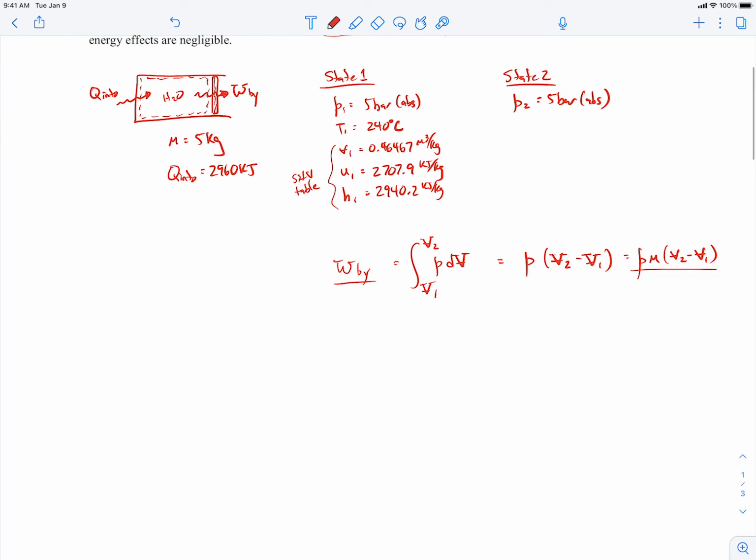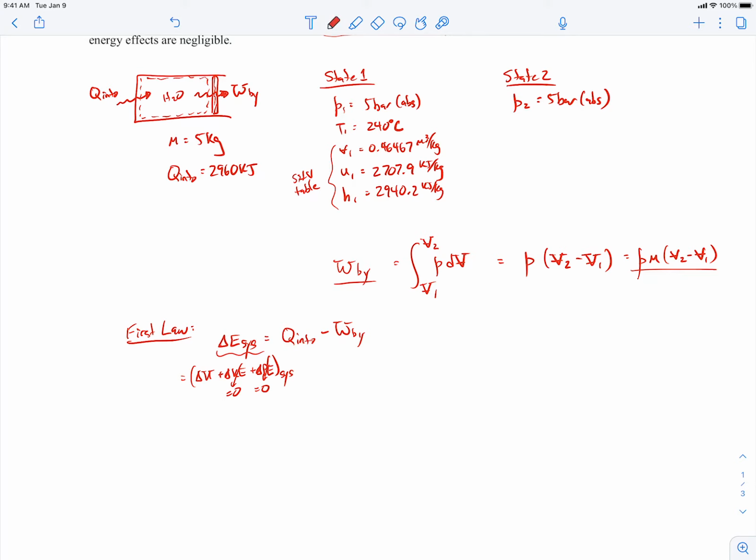So let me write out the first law. The change in total energy of the system is equal to the heat into the system minus the work done by the system. The change in the total energy of the system is going to be the change in the internal energy plus the change in the kinetic energy plus the change in potential energy. But we know from the problem statement that we can neglect changes in kinetic energy and changes in potential energy. This piston cylinder system is not moving around, so the speed's not changing, so the kinetic energy is 0. It's not changing elevation, so the change in potential energy would be 0.